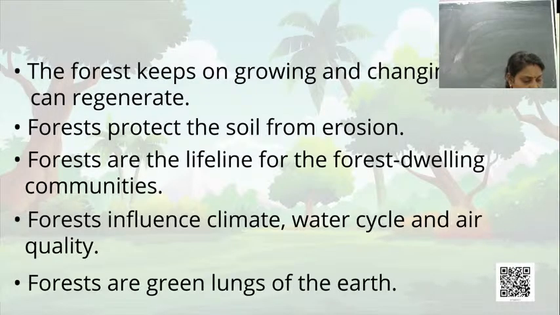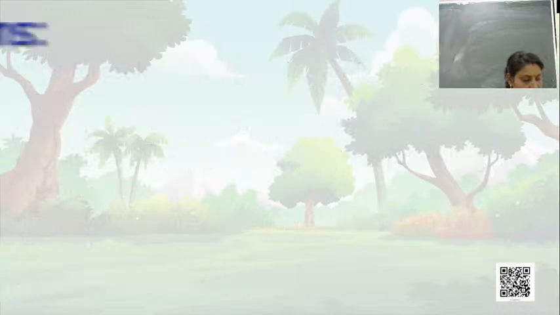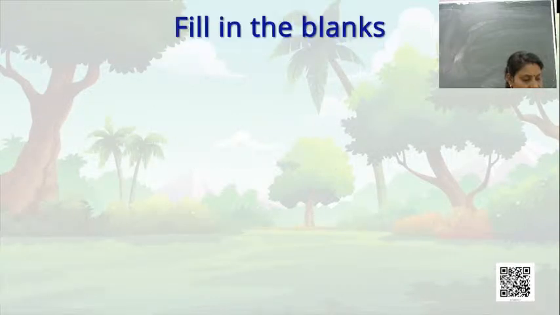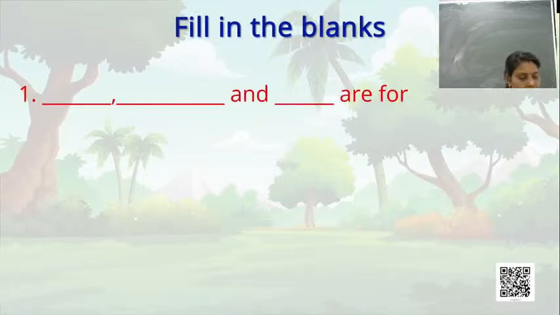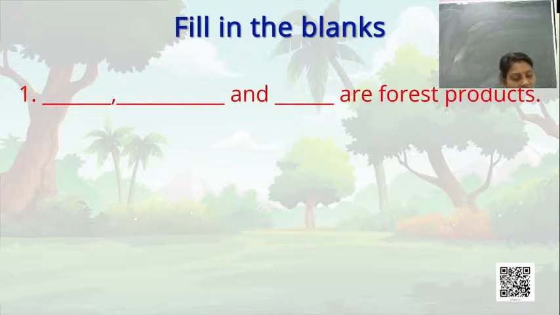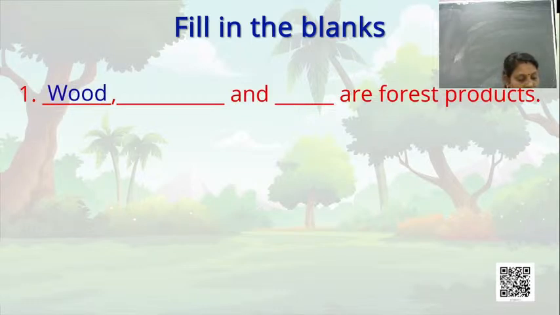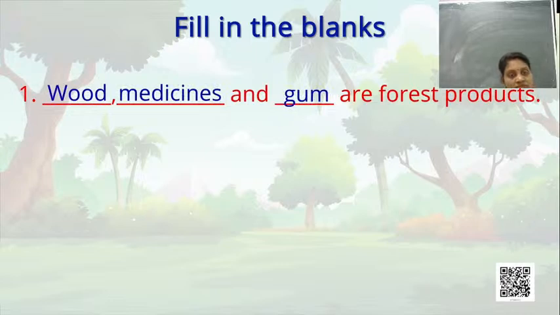Now, I shall ask you a few questions. First of all, some fill in the blanks. First one: dash, dash and dash are forest products. So give any three names. And the answers are wood, medicine, gum. And you may give other options also.